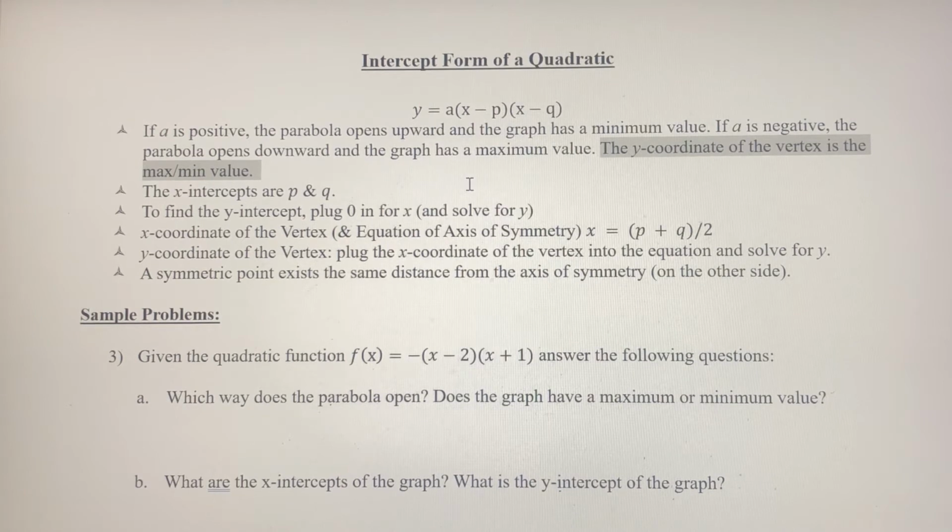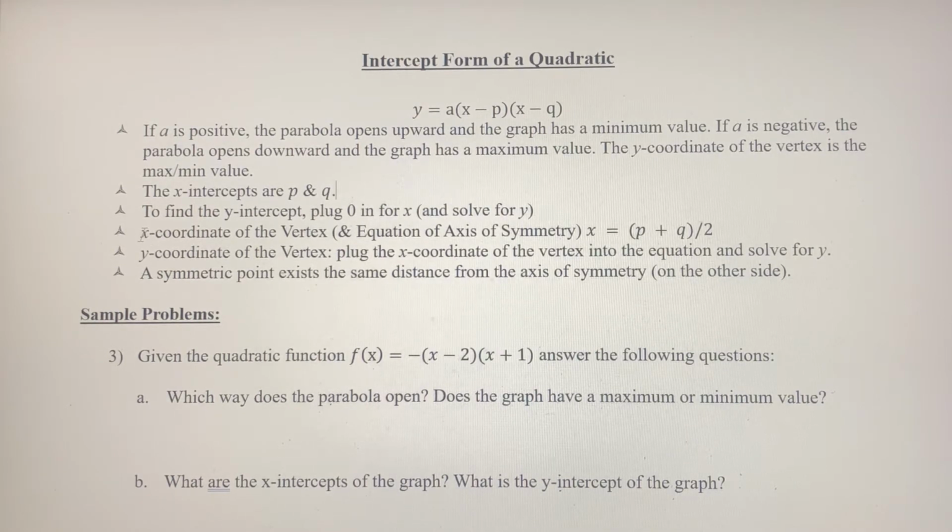As with the other two forms, there's always something you can pull directly from the equation. In vertex form, you could pull the vertex directly from the equation. In standard form, you could pull the y-intercept directly from the equation. In intercept form, you're going to be able to pull the x-intercepts, p and q, directly from the equation. You can find the y-intercept pretty easily. Just plug in 0 for x and then solve the resulting equation.